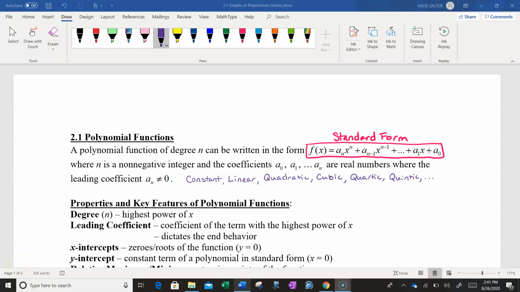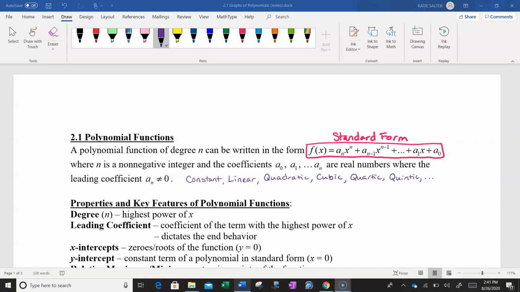Okay, so in this lesson, we're going to be reviewing a lot of the key features of polynomial functions that we've learned in the past and adding a little bit to it. So remember, your polynomial functions of degree n can be written in the following form, and this is just a general standard form, where n is a non-negative integer. That's what makes it a polynomial.